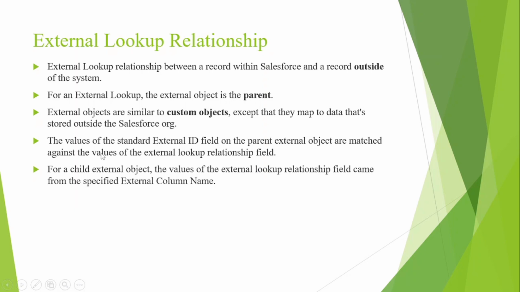The values of the standard external ID field on the parent external object are matched against the values of the external lookup relationship field. So external ID is a field which is going to map these two values. For a child external object, the values of the external lookup relationship field come from the specified external column name.